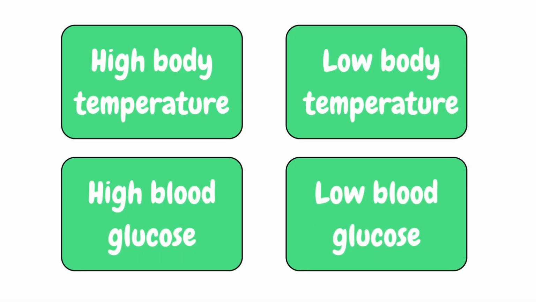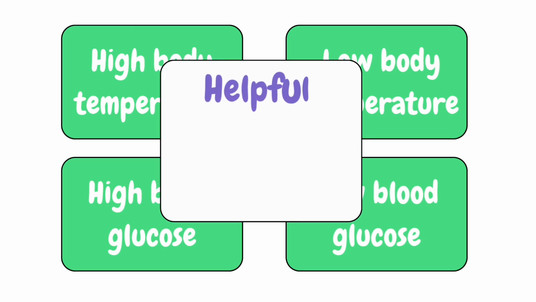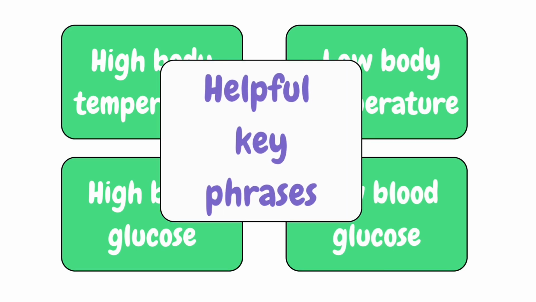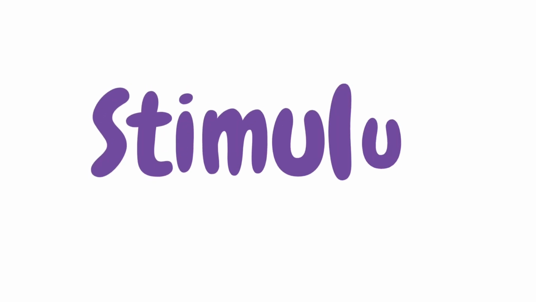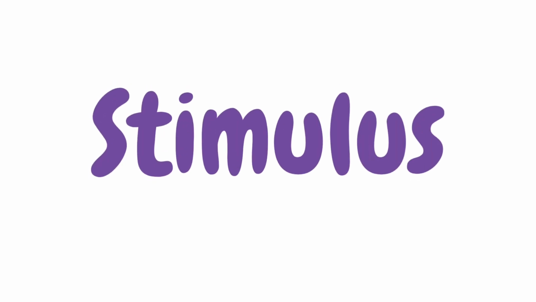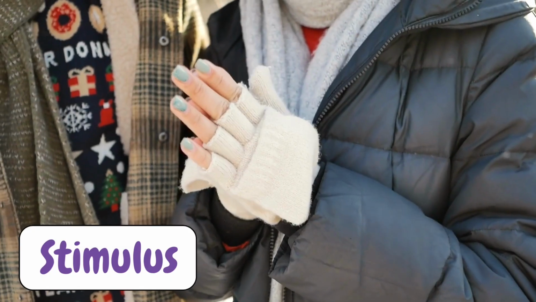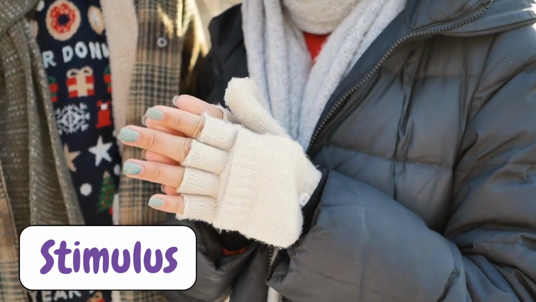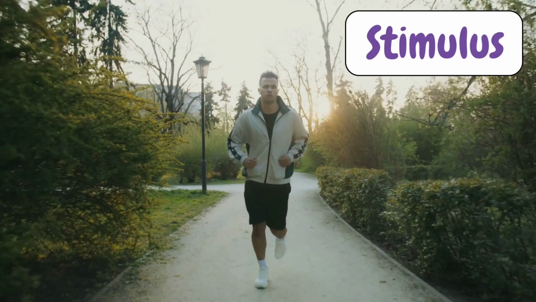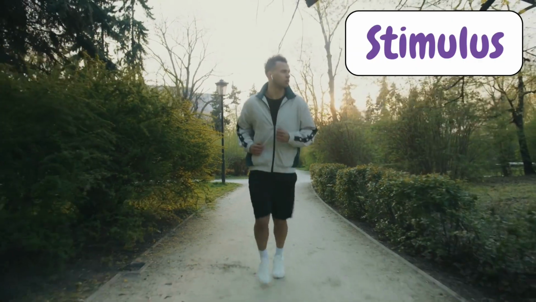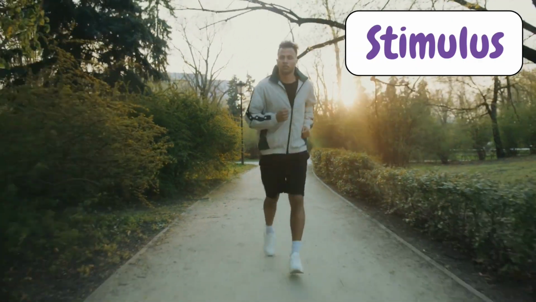Hopefully, you can now give 4 different examples of negative feedback within the body. I thought we'd finish off by looking at a few key phrases that you can use when you're describing negative feedback loops. The factor that triggers the negative feedback loop is called the stimulus. So the stimulus could be that the room that you're in gets colder, or the stimulus could be that you're doing lots of exercise, which causes your blood glucose concentration to fall.